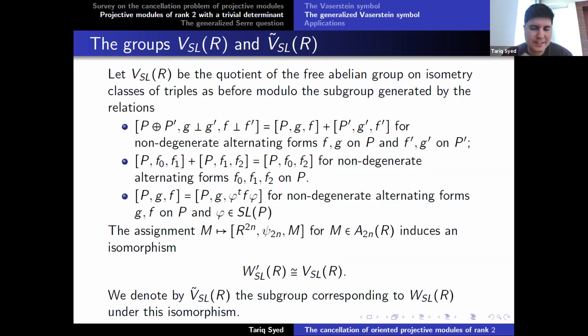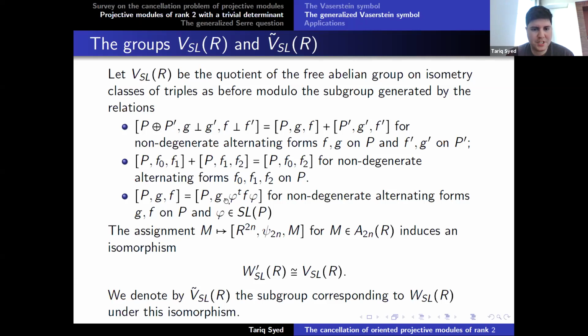So completely analogously, don't read all the definitions. So this group VSL, we want just to make the analogous construction for WSL now. We have found a new presentation for WE. Now we have a different presentation for WSL. The same definition as before. We take the free abelian group on isometry classes of triples as before, modulo the same relations as before, and now there's a third relation. We simply have this relation.